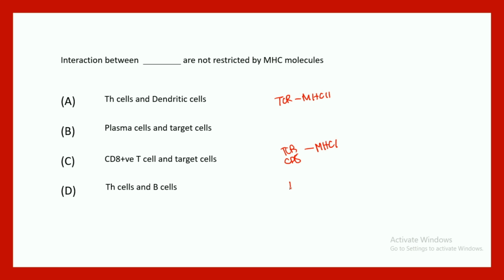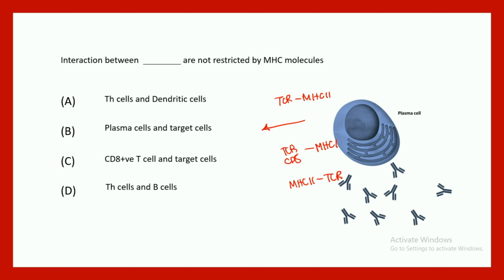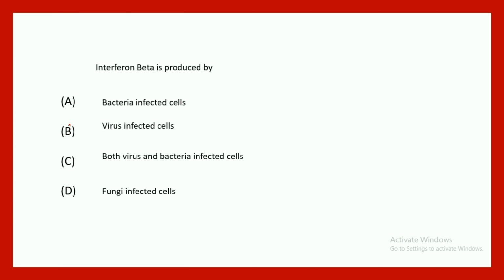Now B cells always have MHC class 2, which would interact with TCR of the T cells. So the leftover option is plasma cells, because plasma cells secrete antibodies and these antibodies are soluble, so there is no MHC interaction. It would directly move and bind with the target antigens on the target cell or a pathogen. So that is why option B is the correct option in this case.